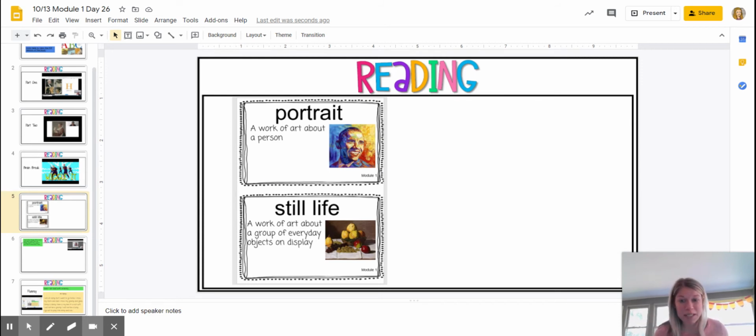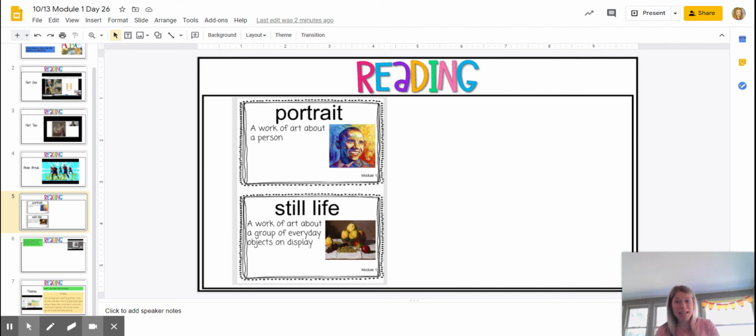And you talked about with Miss Spears that a still life is a work of art about a group of everyday objects on display. So that just means that you're going to look for something at your house that is still. Remember, it's not moving. It's everyday objects. So anything you see lying around your house, and you could create a work of art about that thing that you see.